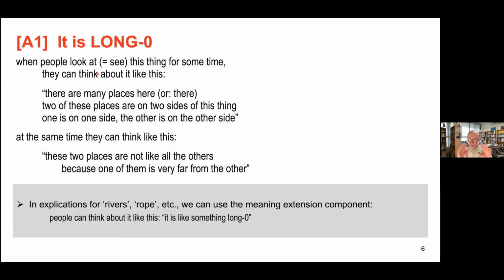So there's a sort of visual pathing of the object in terms of positions or places, and awareness of two places laterally, so to speak, on two sides. At the same time that people are looking at this thing for some time, they can think like this. These two places are not like all the others because one of them is very far from the other.